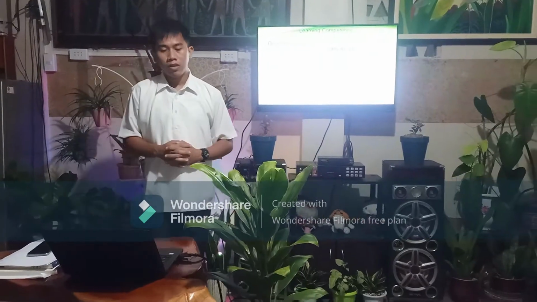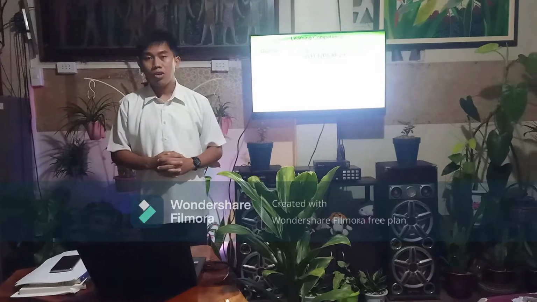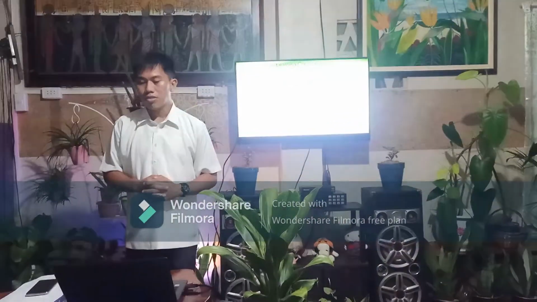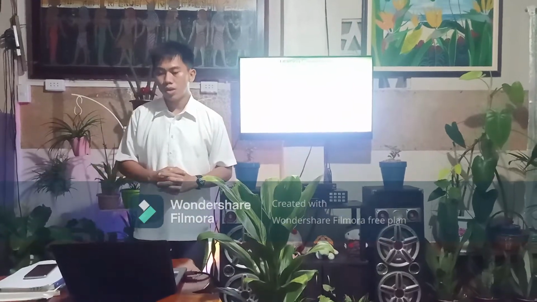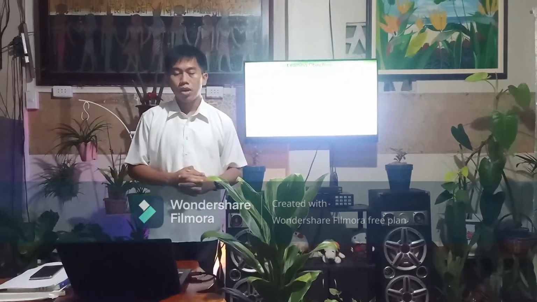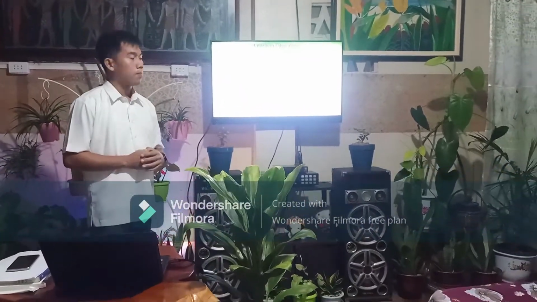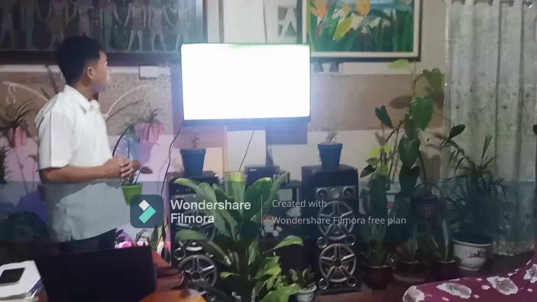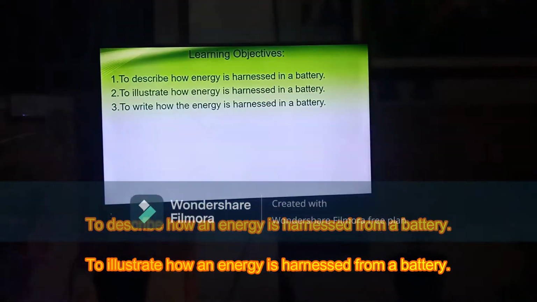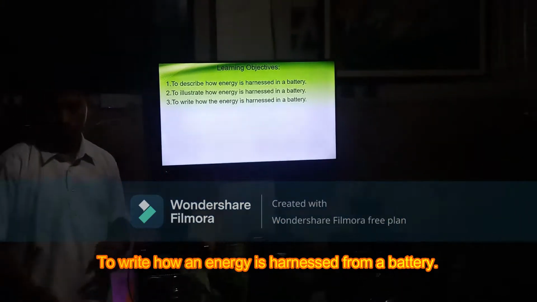So the learning competency is that we're going to describe how energy is harnessed from a battery source. S11 12PS 3I-29. The learning objectives are as follows. First, to describe how energy is harnessed in a battery. Second, to illustrate how energy is harnessed in a battery. And third, to write how energy is harnessed in a battery.